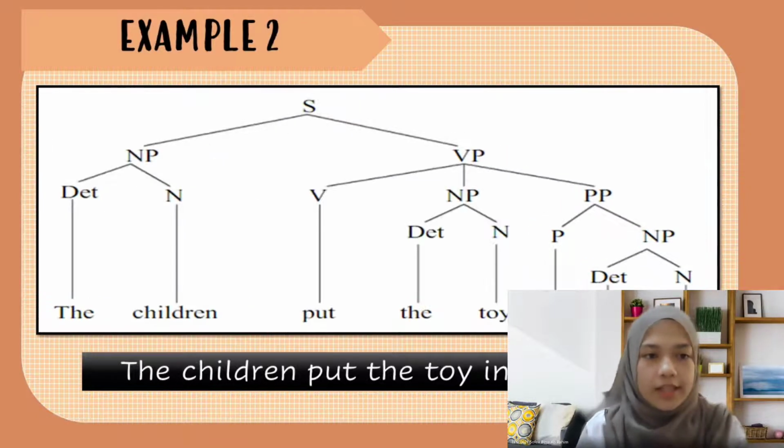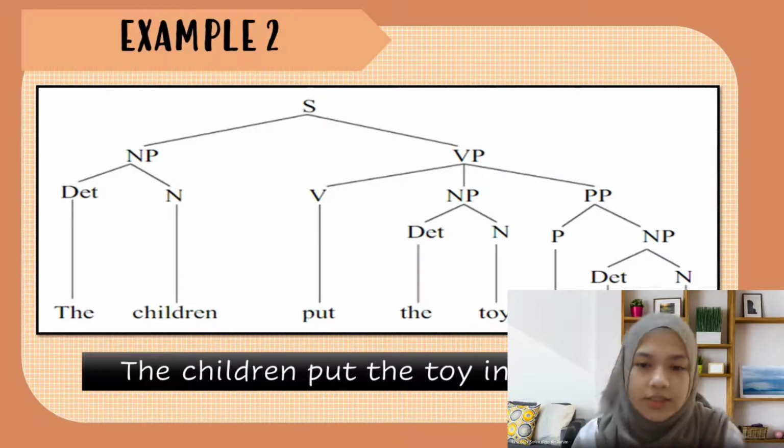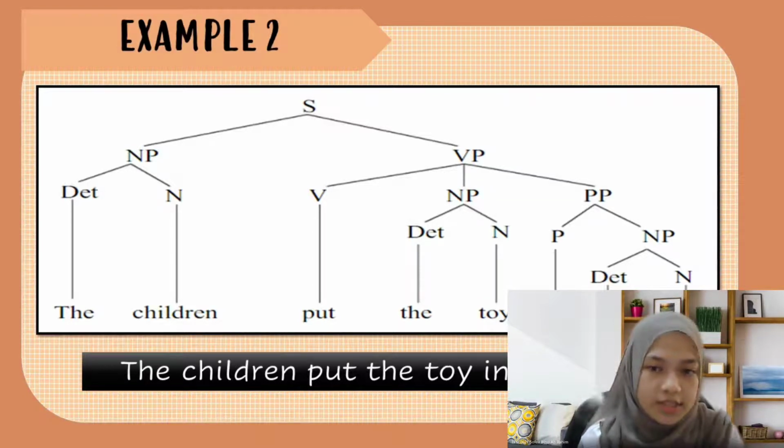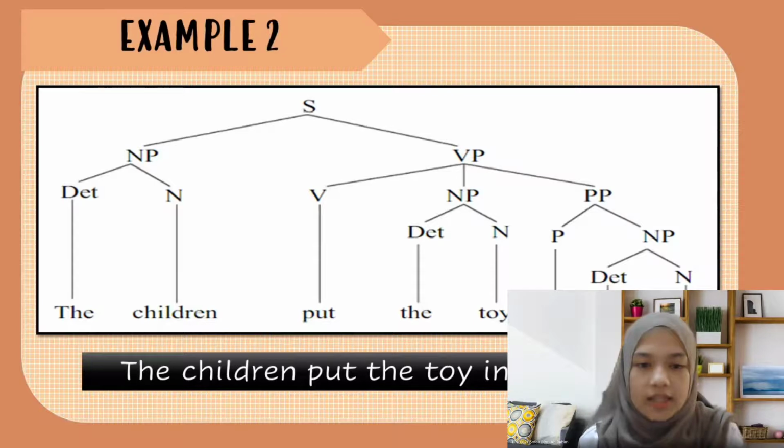Second example, the children put the toy in the box. The children as noun phrase and put the toy in the box as verb phrase. The children, the as article, children as noun, and put as verb. The toy as noun phrase, which is the is article and toy is noun, and in the box as prepositional phrase, as in as preposition, the as article, box as noun.